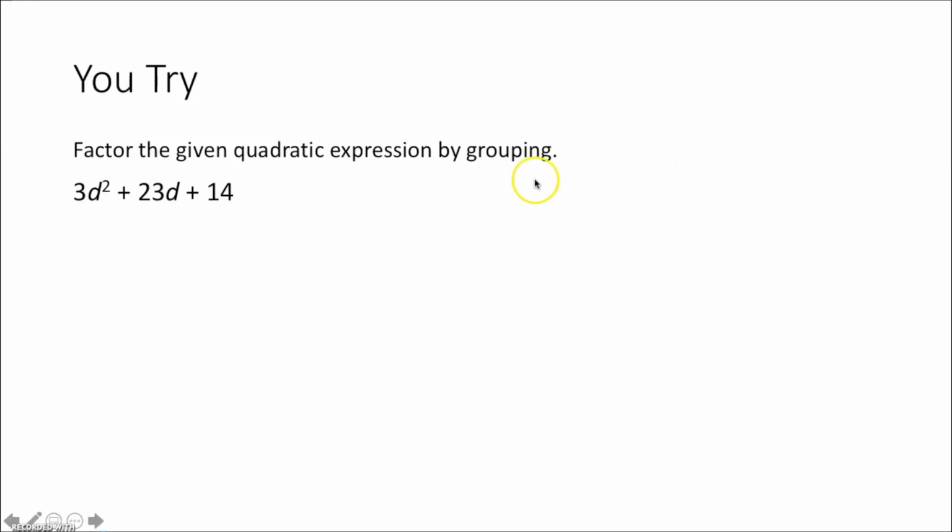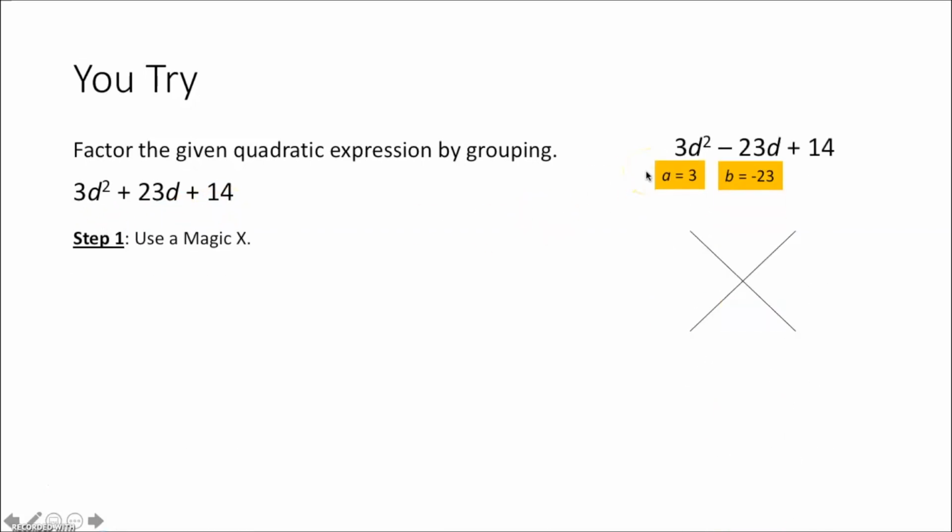You try. Okay, so again, we first start by looking for a GCF. Is there a greatest common factor we can take out? No. So we move to our next step. Let's create a magic X. We need to know what our A, our B, and our C values are. We then take A times C, put that on top of the magic X. Our B value goes on the bottom.